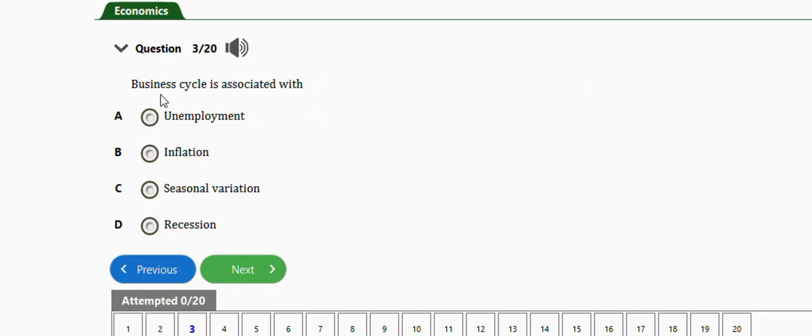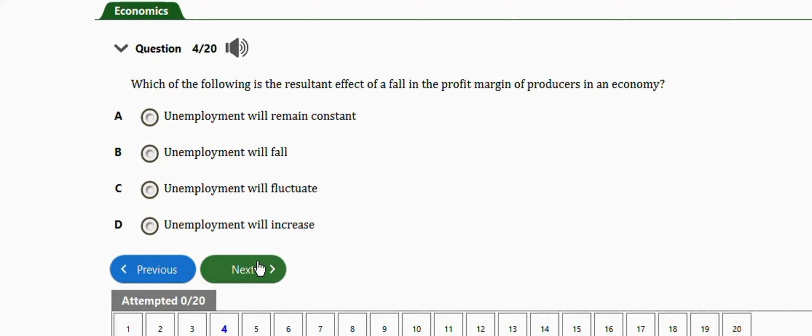Next question is this one. It says business cycle is associated with unemployment, inflation, seasonal variation, recession. Right answer is option D, which is recession. Next question is this one.